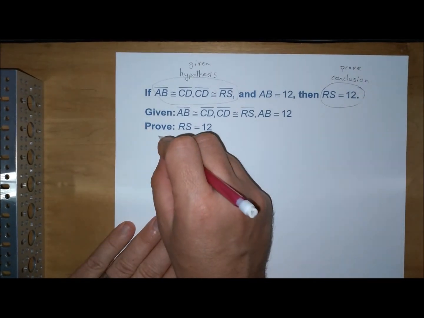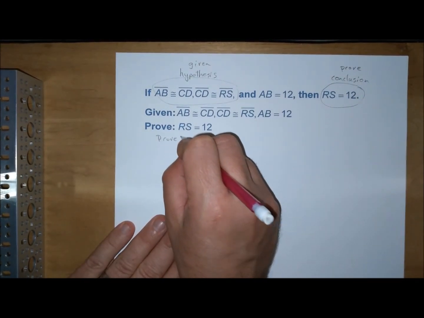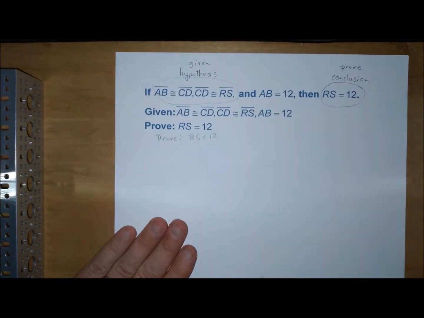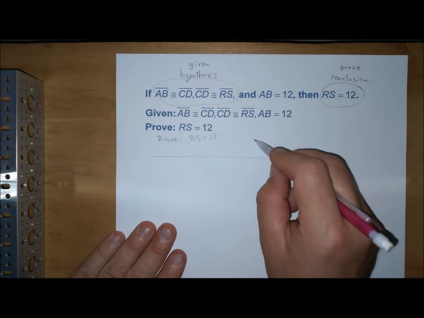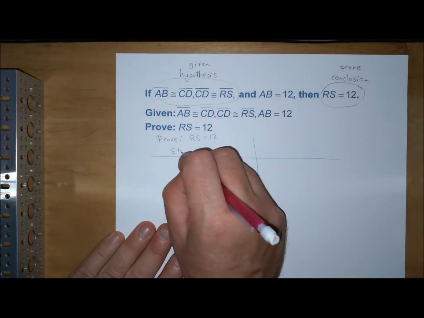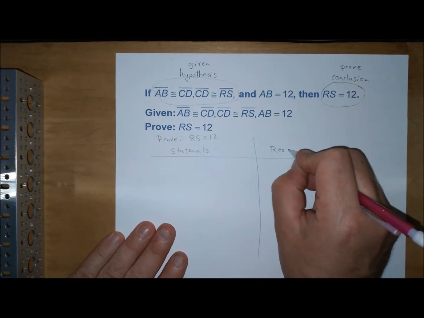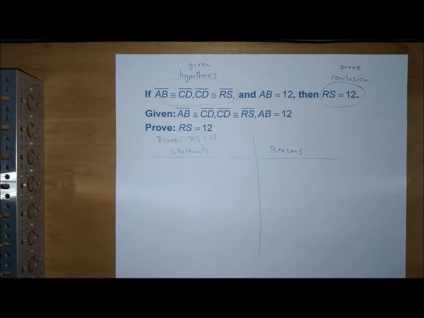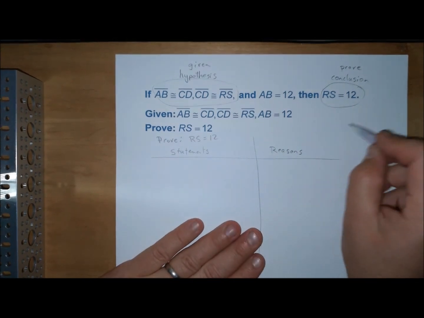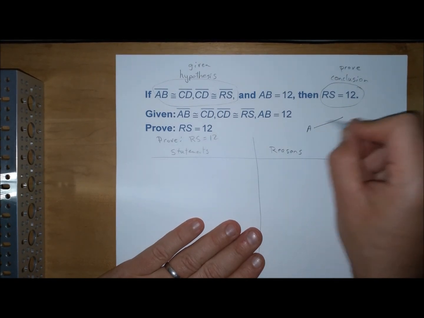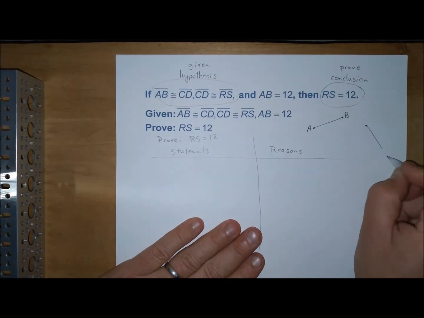So, always rewrite what we're being asked to prove, that RS equals 12. We're going to get there via some statements and reasons. And you might want to make a sketch here. Doesn't hurt. If I've got A, B, and C, D, let's just draw those. Here's A, B. And here's C, D.